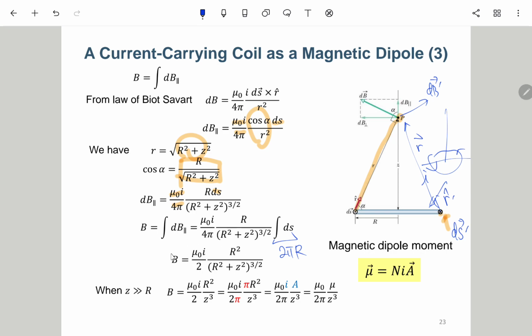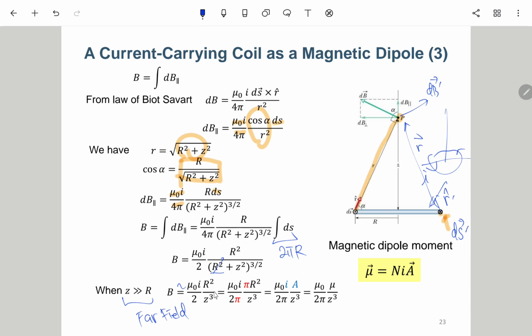Okay, so we have the expression of B in general for the z-axis, but we still have the assumption that z is much larger than R, which means that we also have this far field condition. In such a way, B will be approximately equal to this expression. Because z is much larger than R, we can just ignore this term. So this z squared to the 3/2 power becomes z cubed. So B equals this one.